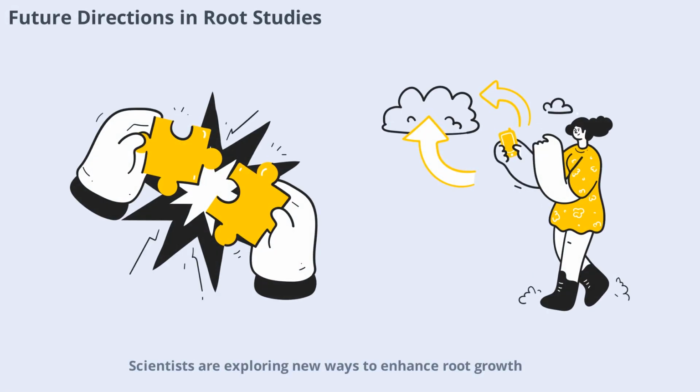Future of root apex research is bright. Scientists are exploring new ways to enhance root growth, improve stress tolerance, and increase crop productivity. Advances in genetics and biotechnology are opening up exciting possibilities for modifying root structure and function. As our understanding deepens, we can expect even more innovative solutions to agricultural challenges.